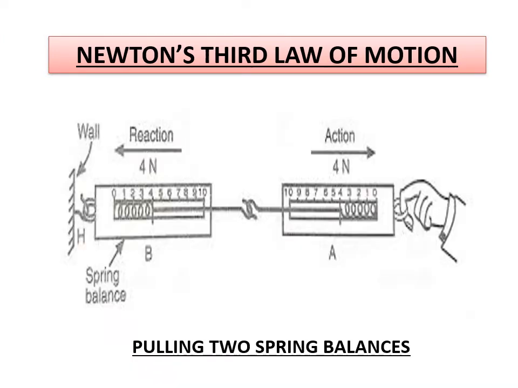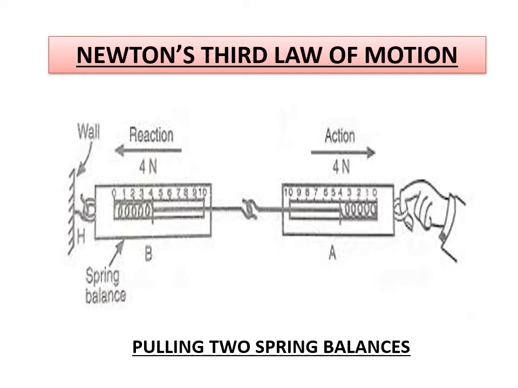To understand Newton's third law of motion, an activity is given in your textbook, called pulling two spring balances. Let us understand this activity also. So here in the picture you are observing two spring balances named A and B.